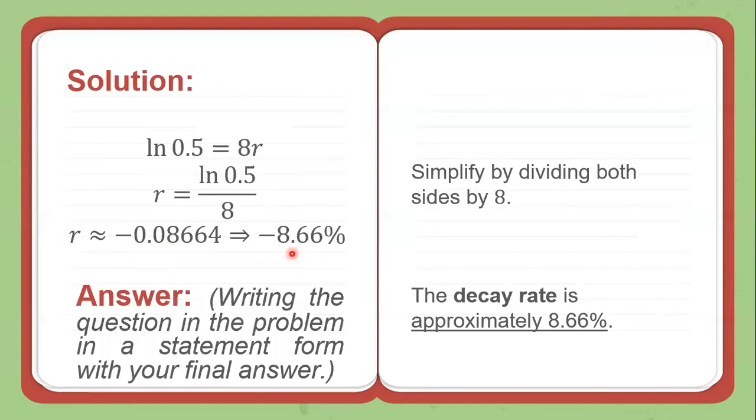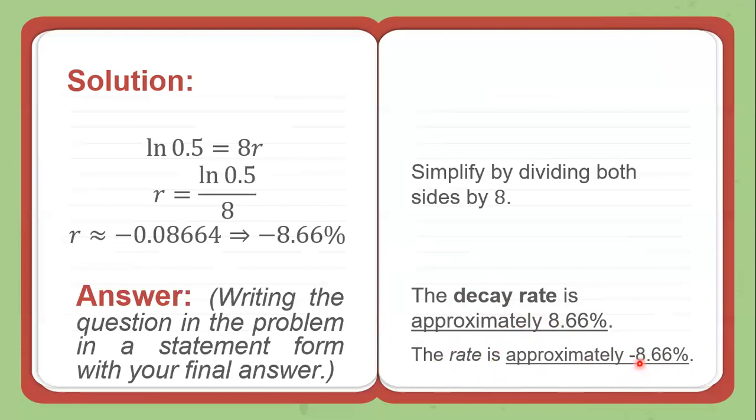However, in your graded exercise, I am expecting that your final answer will just be this, okay? So the decay rate is approximately 8.66%. This is correct, but it can also be expressed as the rate is approximately negative 8.66%. So class, take note that if you use or already use the term decay in your statement, you don't have to indicate the negative sign. But if you're only using the term rate, it is important that you have to indicate the negative sign.